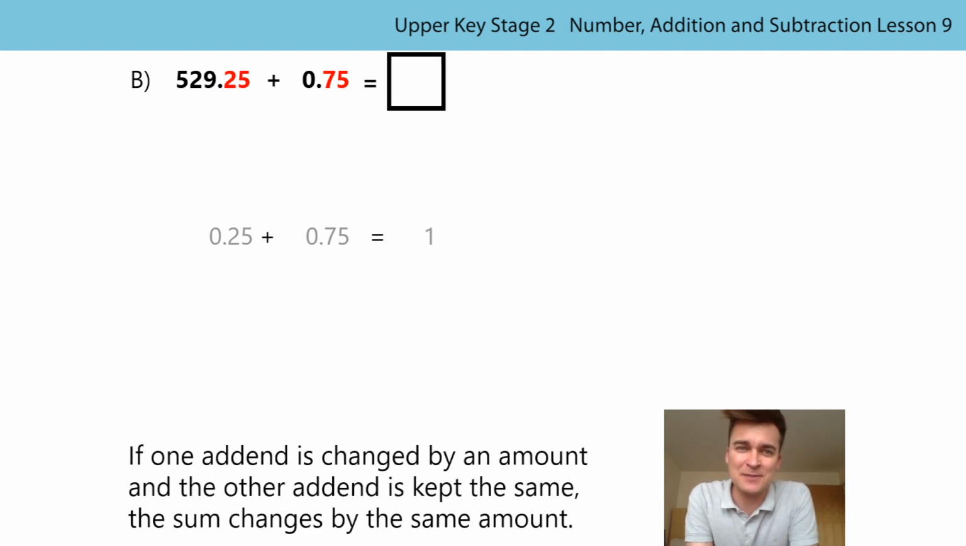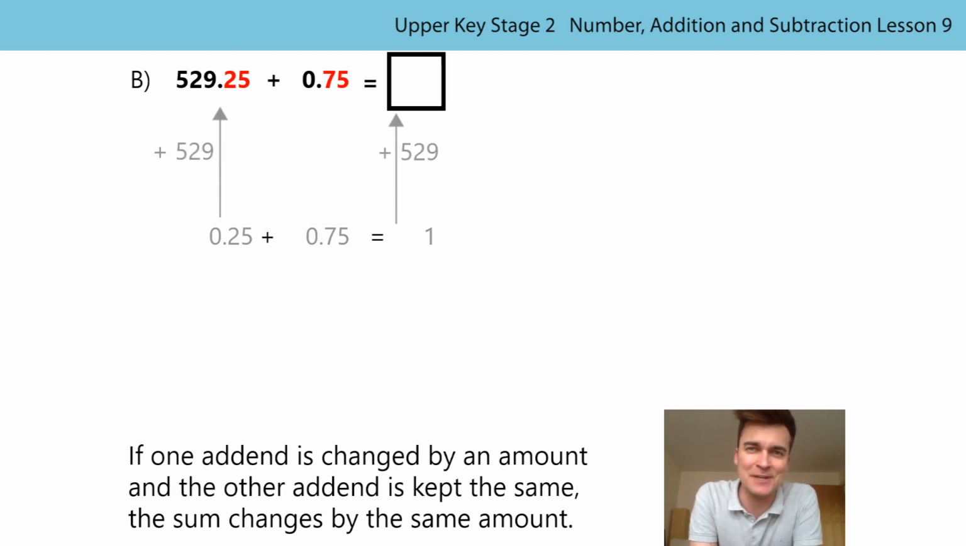So once we've spotted a known fact and then used a related fact to help us with this problem, we need to use our learning from recent days to change one of the addends so it matches the original problem. 0.25 needs to increase by 529, and so we need to do the same to our sum. 1 needs to increase by 529 to help us with that original problem and find the missing sum.